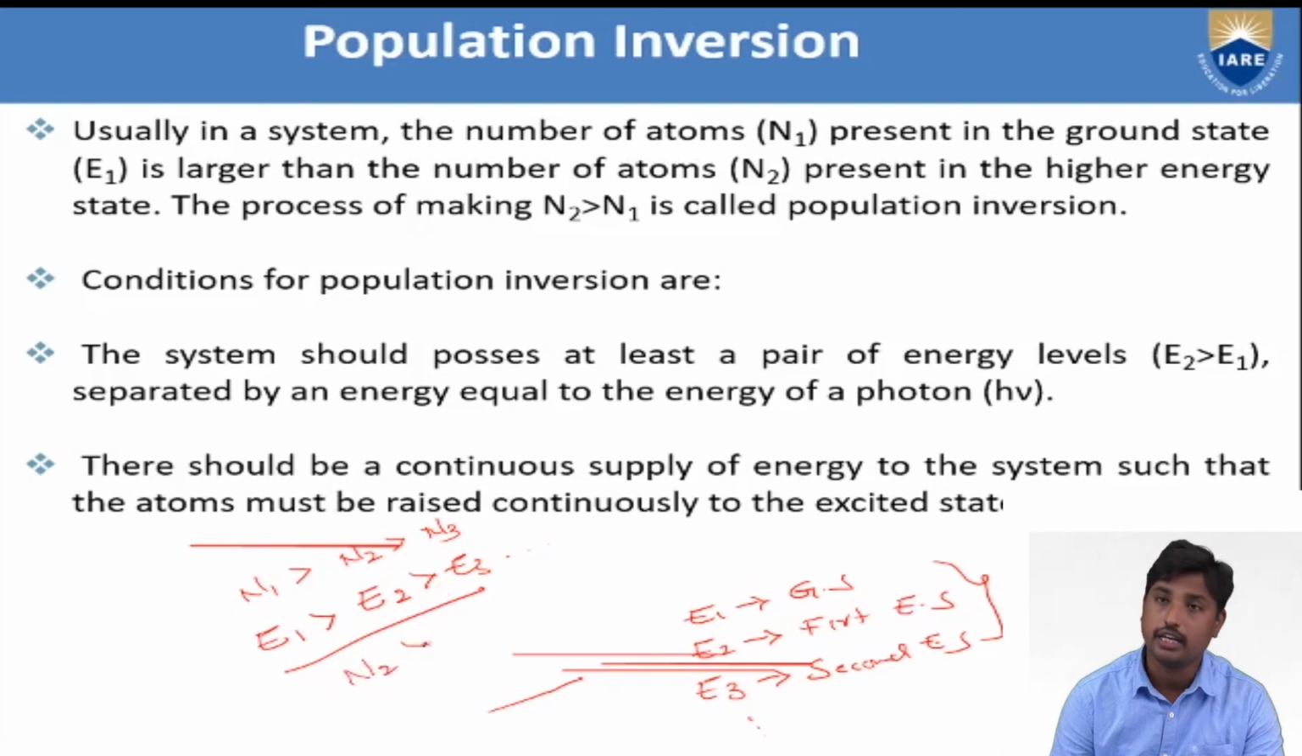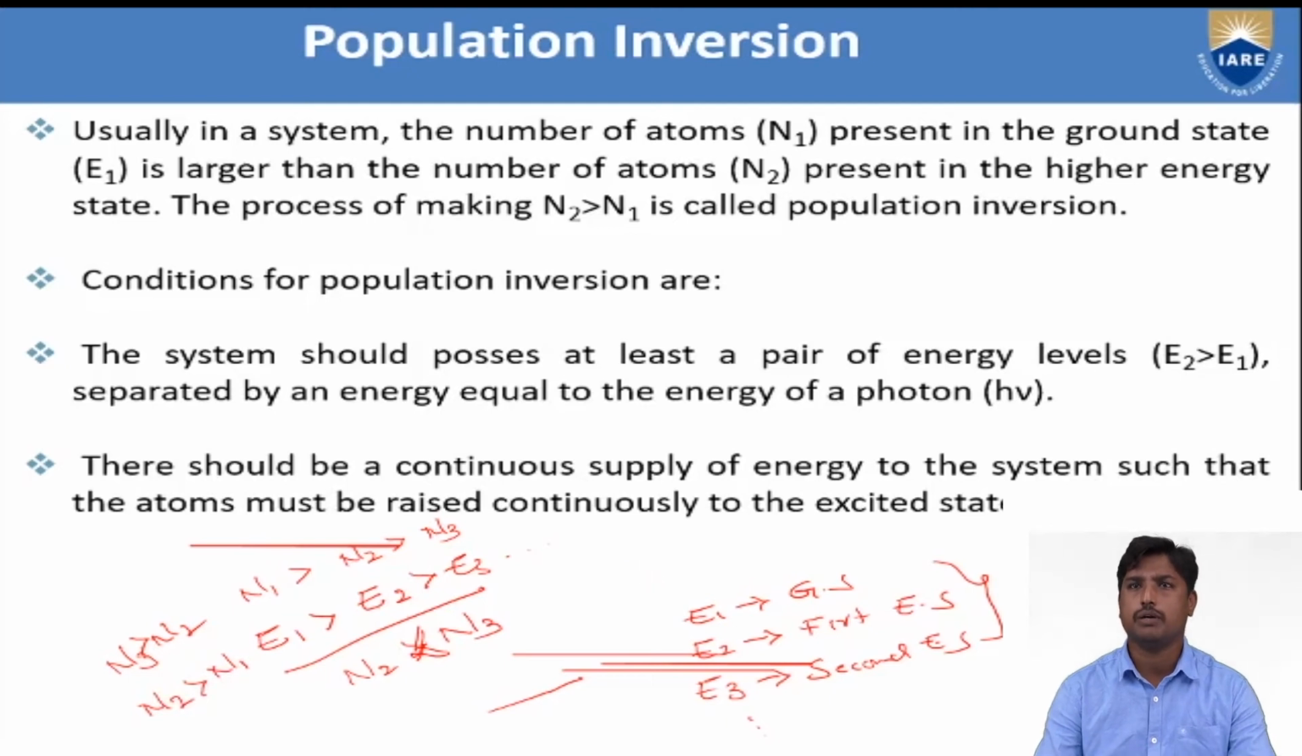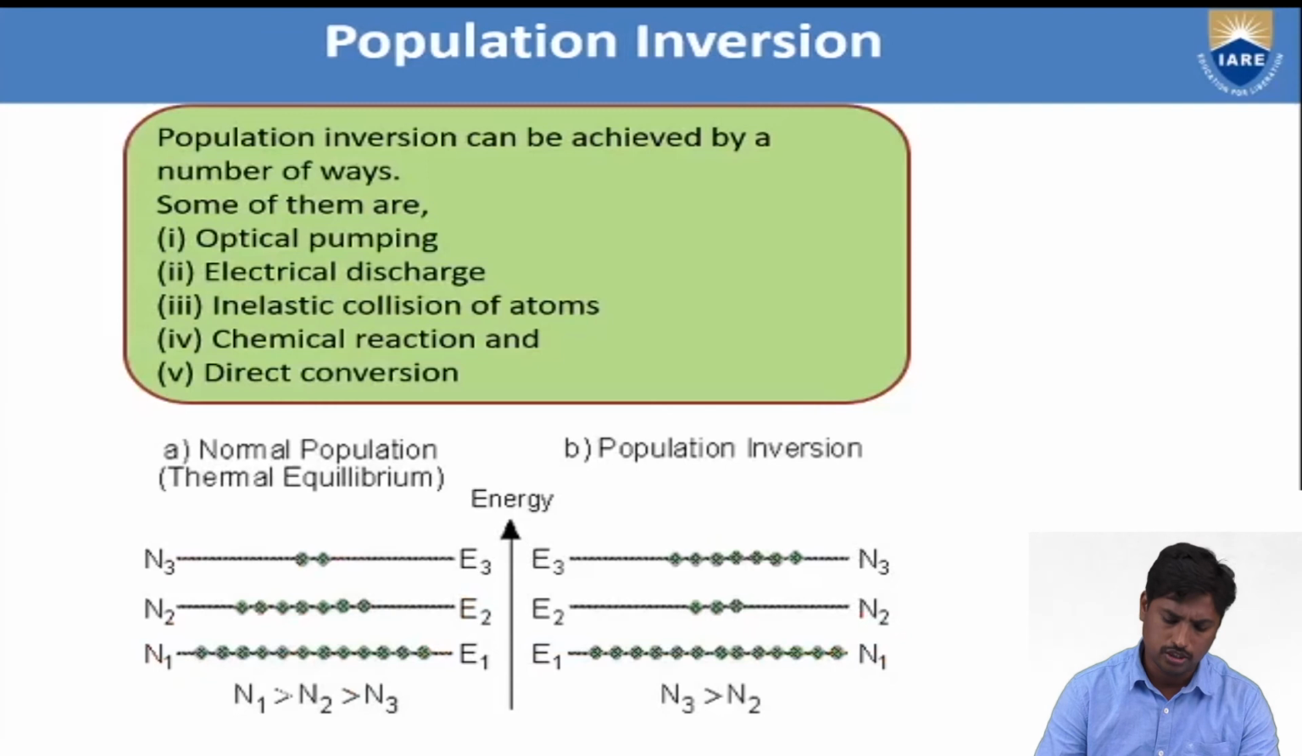Less than N3, or N3 having more atoms compared to N2, or N2 having more atoms compared with the lower energy state, nothing but N1 or E1, is called population inversion. Population inversion can be achieved in a number of ways, using the pumping source only. These are the various pumping mechanisms: optical pumping, electrical discharge, inelastic collision of atoms, chemical reaction, and direct conversion.